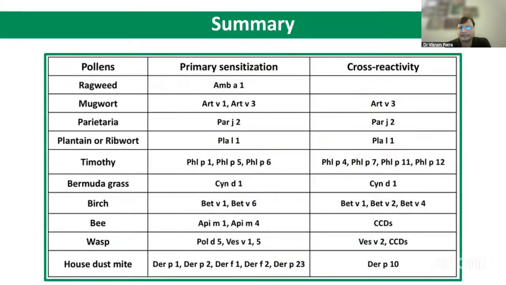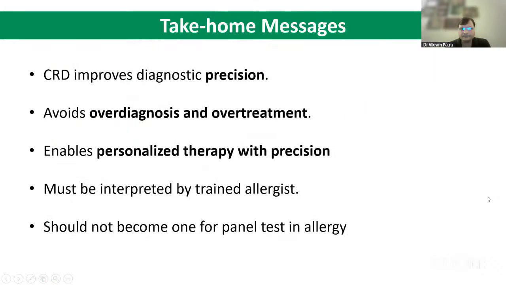To summarize, these are the primary sensitizers from these pollens and the different allergen sources, and these are the cross-reactive ones. So if you come across a multiplex result where you may come positive for all these, you should select the primary sensitizers. So, take home message: CRD improves diagnostic precision, avoids overdiagnosis and overtreatment, enables personalized therapy with precision, must be interpreted by trained allergists, and should not become one more panel test in allergy practice. Thank you.